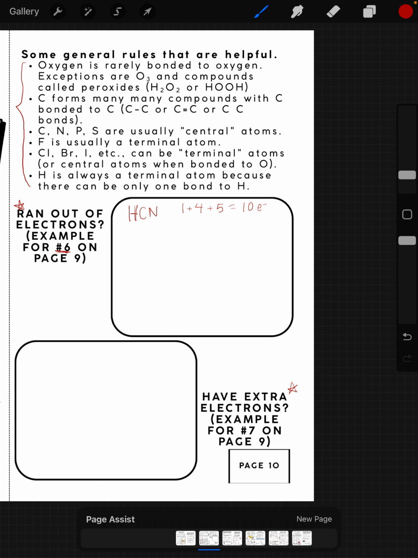So I remember that hydrogen is not allowed to be a central atom, okay, because it can only participate in one bond, okay? So I know the H has to go on the outside, which means my next one, carbon, is going to be in that center. Okay? And then finally I'm going to put N just over on the other side. Okay? And I'm going to bond them to the central atom to make this a molecule. And so in total I've drawn 4 electrons at this point.